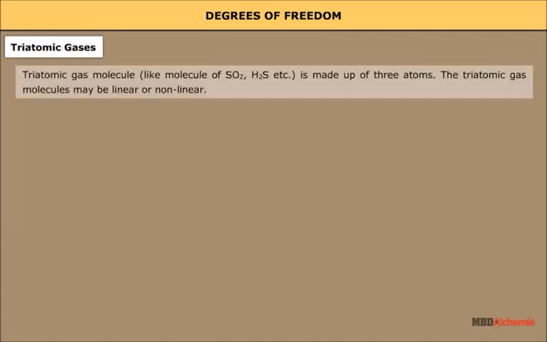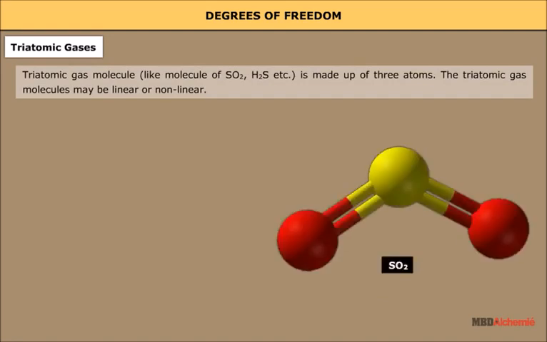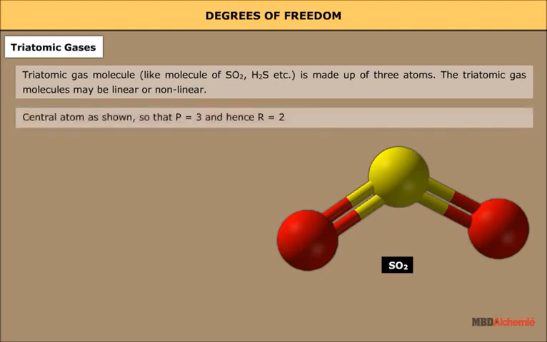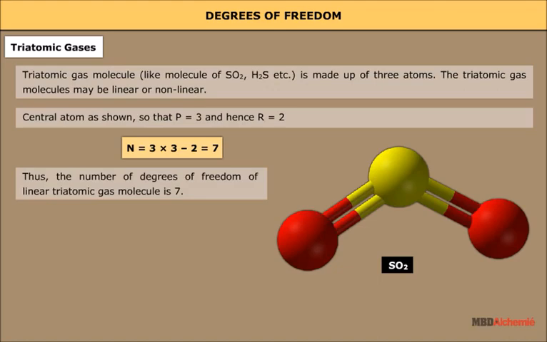Triatomic gases. A triatomic gas molecule like a molecule of SO2, H2S, etc. is made up of 3 atoms. The triatomic gas molecules may be linear or non-linear. Central atom as shown, so that p = 3 and hence r = 2. n = 3 × 3 - 2 = 7. Thus, the number of degrees of freedom of a linear triatomic gas molecule is 7.